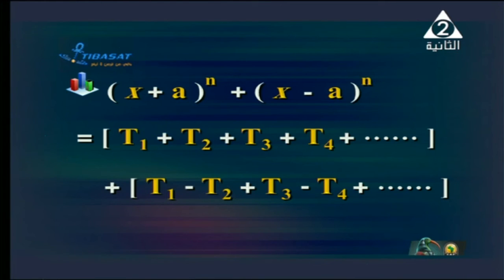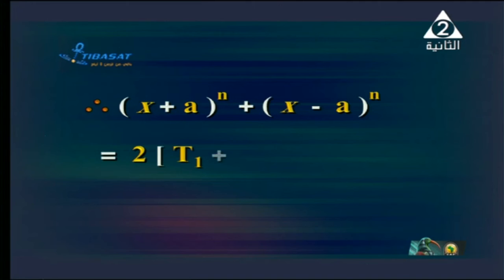Look, the sign of the first bracket is positive. The sign of the second bracket is negative. The first bracket expands into how many terms? n plus 1 terms: T1 plus T2 plus T3 plus T4 and so on. The second bracket contains T1 minus T2 plus T3, negative, positive, positive, negative, and so on. When we add the first and the second, (x + a)^n + (x − a)^n equals 2 times the odd terms: T1 plus T3 plus T5 plus T7 and so on.